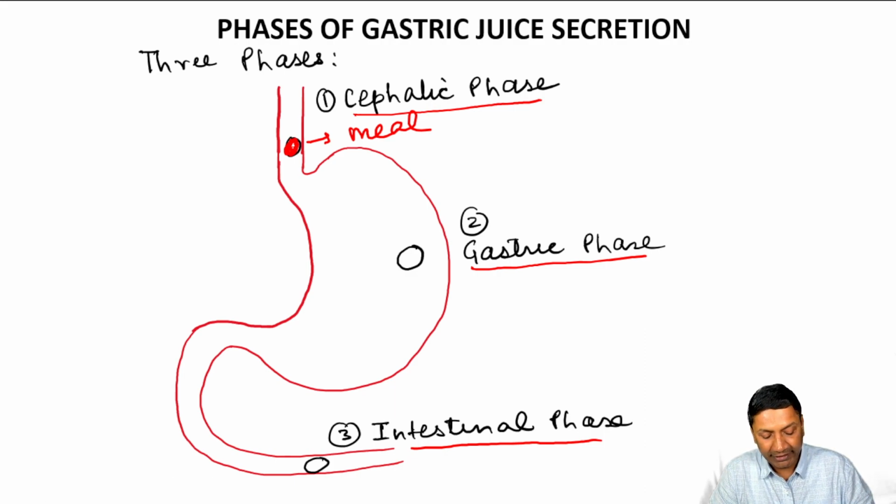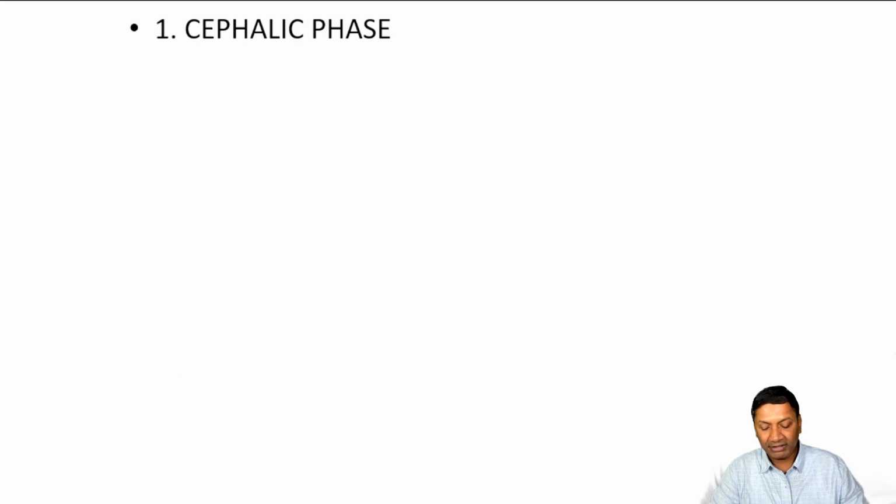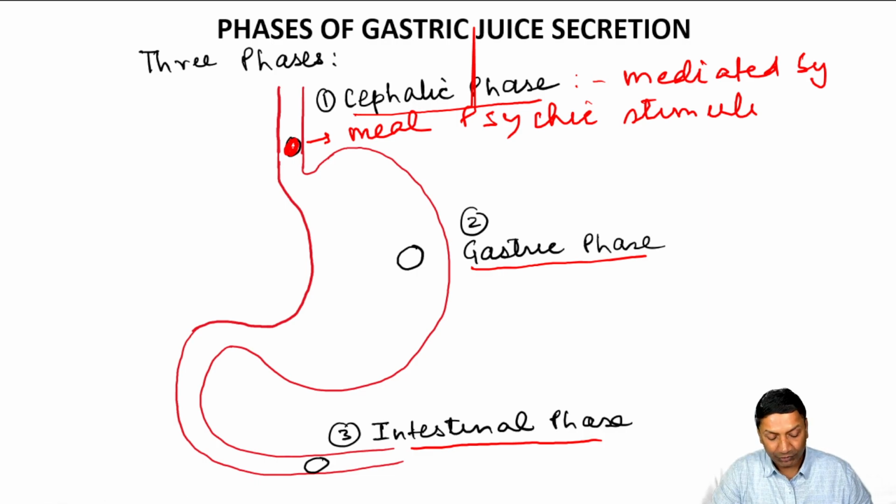So the cephalic phase is mediated by the psychic stimuli. The second one is the gastric phase. The gastric phase is when the meal is in the stomach, right? Meal in the stomach will distend the stomach, and this distension will lead to two things: one is the local enteric reflex, and the other is the release of gastrin, right?